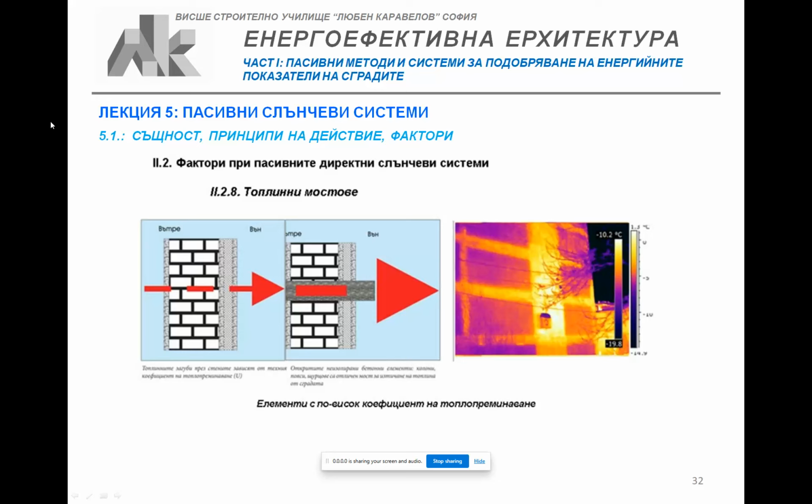A specific moment when evaluating the way the solid element of the building behaves as part of passive solar system is the thing called thermal bridge. Thermal bridges are parts of the solid elements that, for different reasons, allow bigger amount of heat to transfer through them to the outer environment.